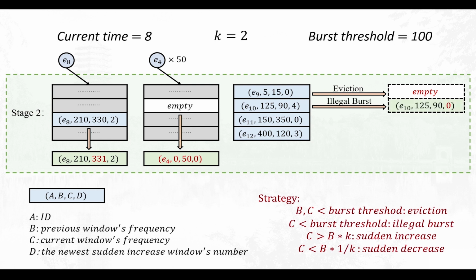For E10, its frequency in the current window is lower than the burst threshold. So we clean its newest sudden increase window's number to 0 to make sure this illegal burst will not be reported.